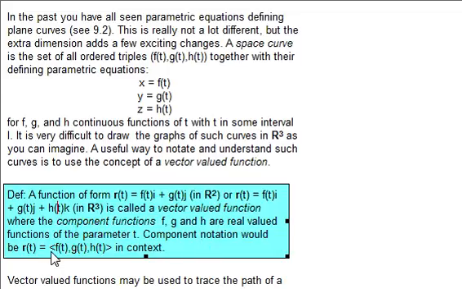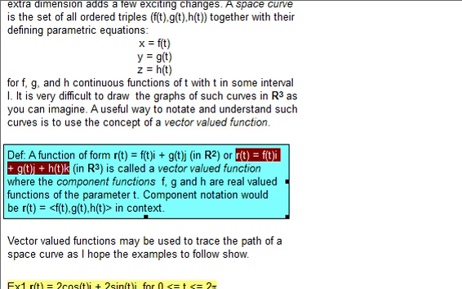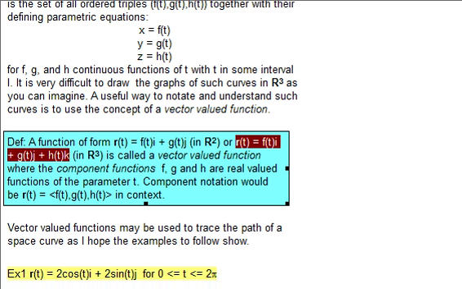So component notation would just be, notice that it's not round brackets, it's like carets. It's like a greater than and a less than sign, but in context it could be given to you like that. It's the same. This vector-valued function is the same as this vector-valued function. It's just notated a little bit differently, but it is exactly the same thing. So they can be used to trace the path of the space curve, as I hope these following examples show.